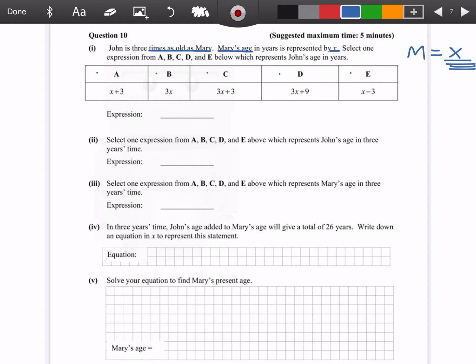So it would be 3x, okay? So it would be 3x, and the expression is b, okay? So I think you'd be expected to write down the letter b, not to write down 3x, but I'm just writing them beside each other so you know.